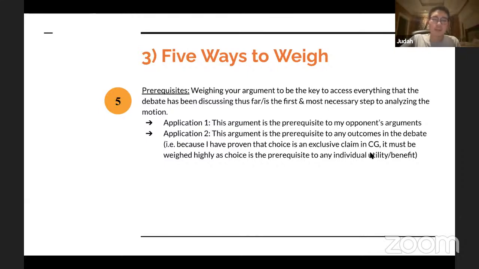Again, like I said before, this can be used to talk about the prerequisite to my opponent's arguments. It can be used to talk about the prerequisite of any outcome in the debate. So even if the opening bench didn't have a deadlock and was talking about the same thing, like how do you get critical mass, closing opposition can point to the mechanism in the round and prove why only their side of the house is able to get those impacts absent the discussion in opening bench. So that's how you weigh.